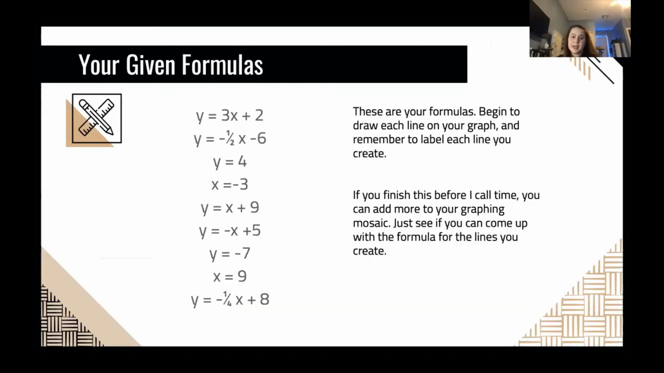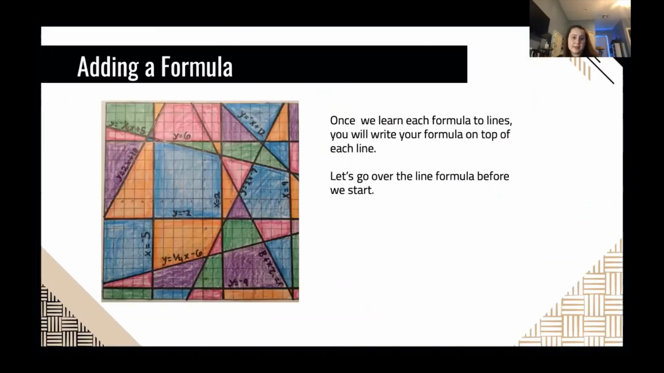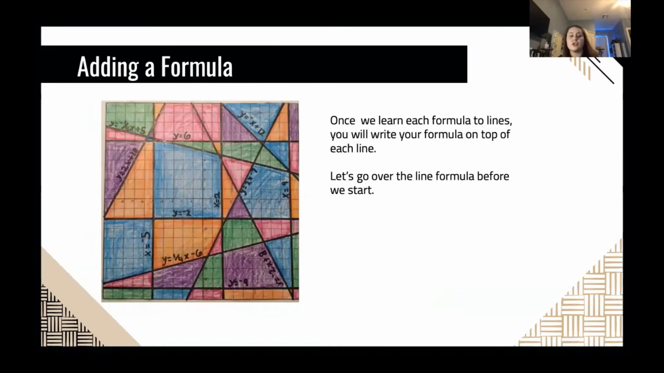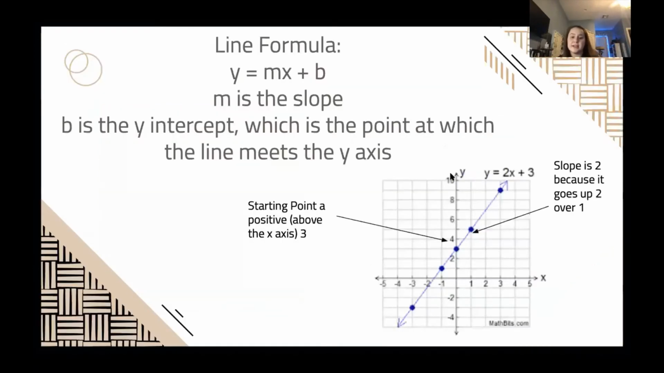A line mosaic is basically this, where you see just the graph and you're drawing lines to make it look all nice, and you're going to color it in later, but you're drawing in formulas to create a line mosaic. You might want to draw the X and Y axis as shown in this example right here, the line formula. That way you have a starting point.